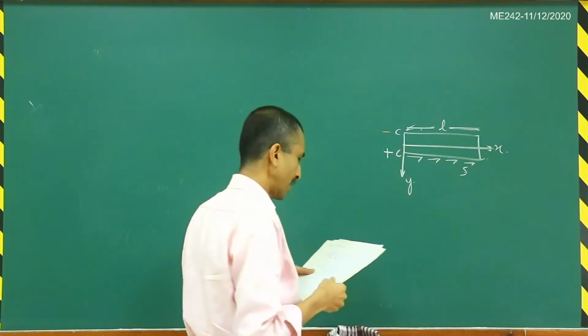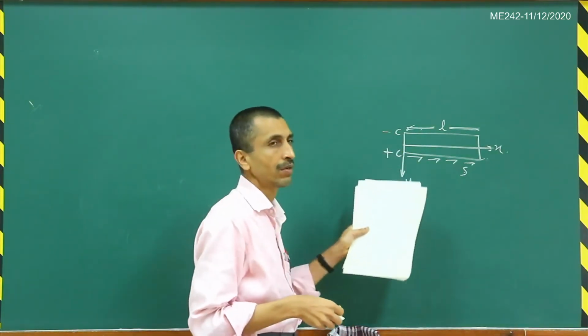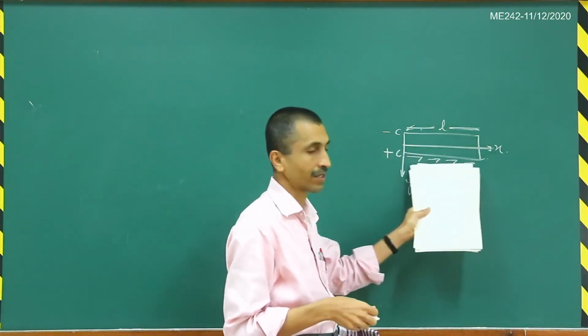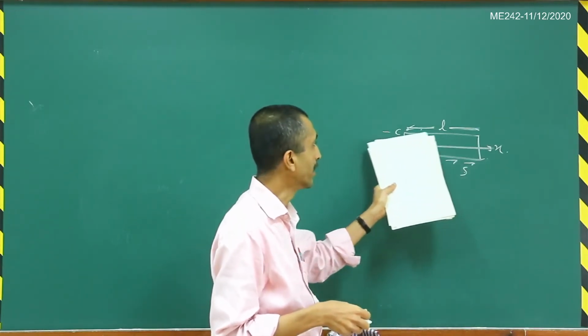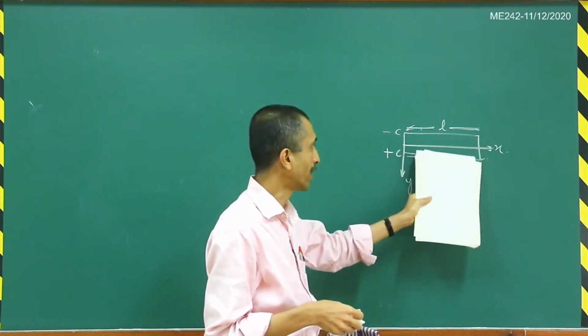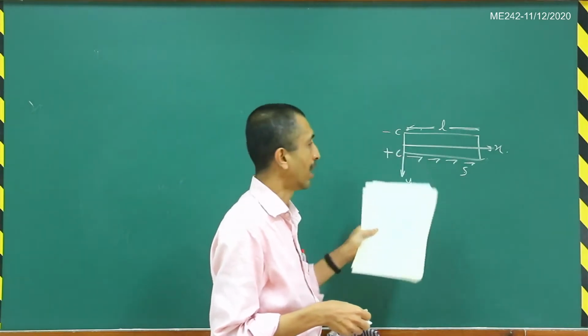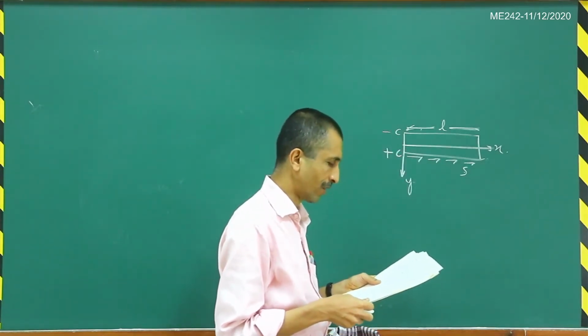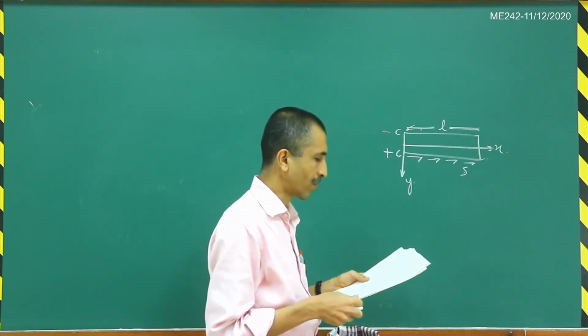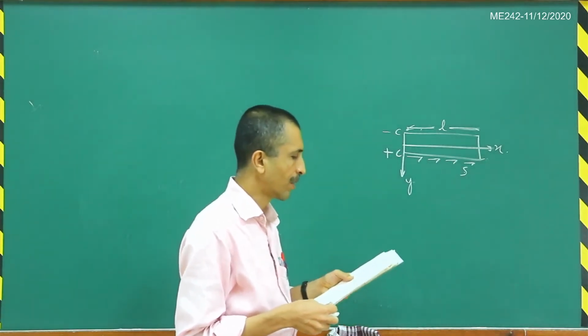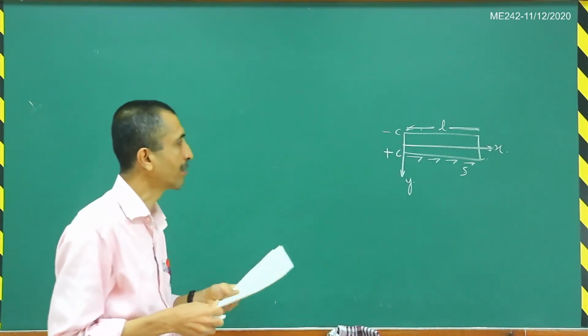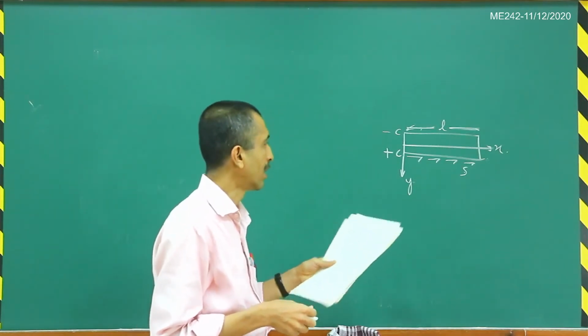So imagine that there is this bar now, which is loaded by shear tractions on the bottom edge here, and then the top edge is traction free, and even the side edges are also traction free. And now we want to find out what is the solution corresponding to this. So this problem is actually taken from Timoshenko and Goodier.